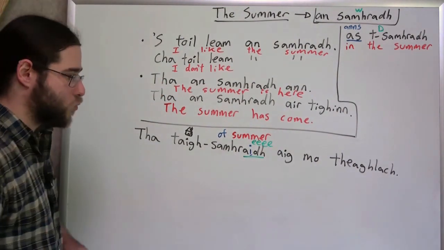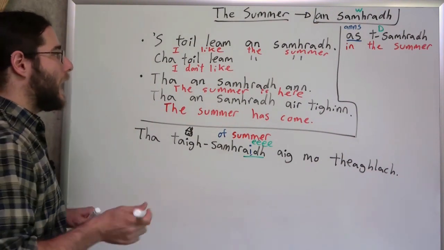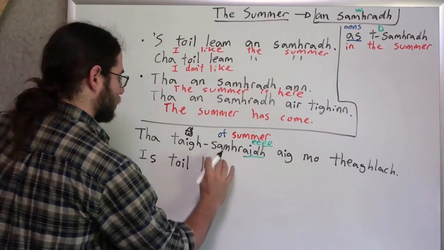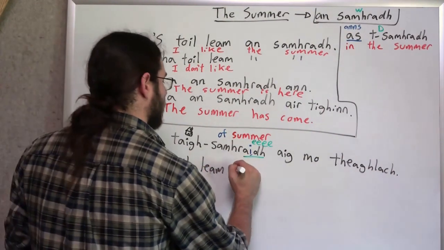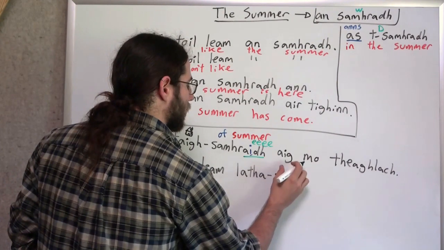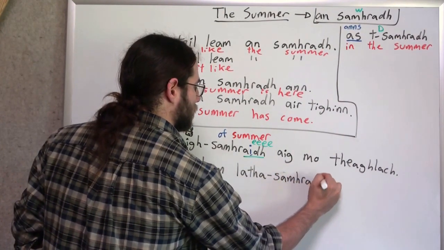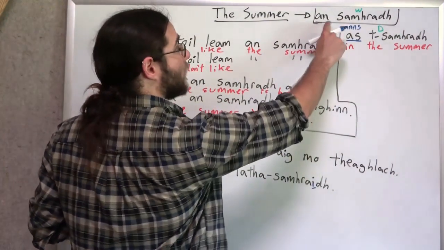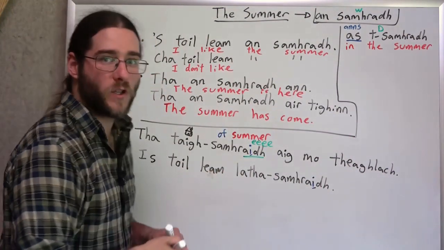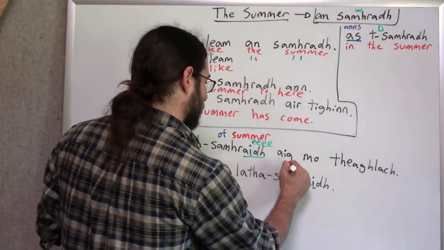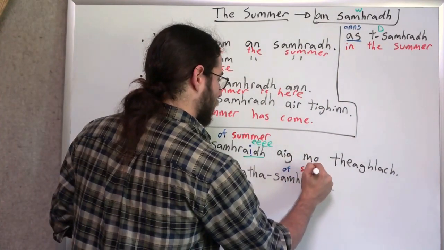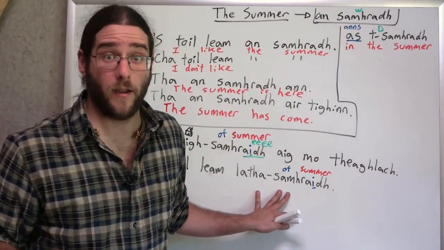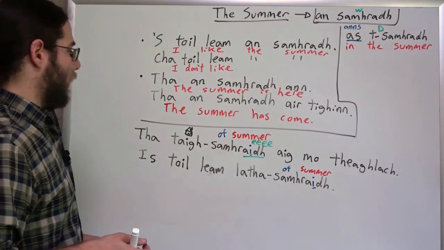Okay, what else could we do here? I like a summer's day, maybe. Is toigh liom latha samhraidh. Okay, there's another little change to samhradh here, right? An samhradh, the summer, as t-samhradh, but there's a little I in the end which makes it of summer. Is toigh liom latha samhraidh. I like a day of summer, or a summer's day. All right, so what else could we do?